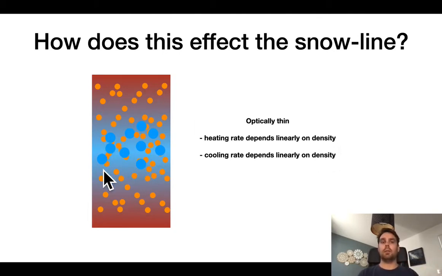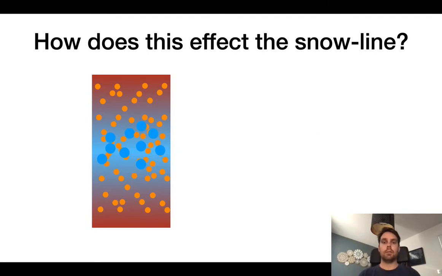If I double the amount of material in my midplane, then I double the amount of the radiation I intercept, and the same for the cooling rate. If I double the amount of material, then I just double my cooling rate. So in the optically thin limit, again, the temperature is unchanged as I change my density.